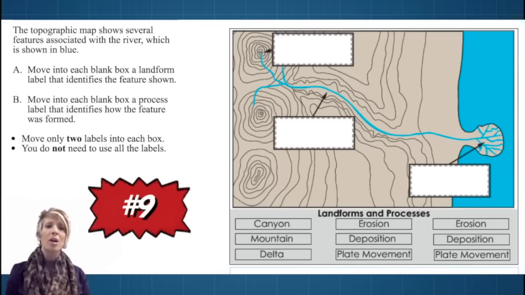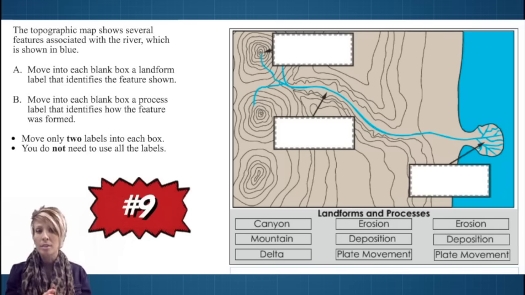Okay, next question, talking about topographic maps. Now remember, topographic maps measure the elevation of a land, how high it is above sea level. The topographic map shows several features associated with the river, which is shown in blue. Part A, move into each blank box a landform label that identifies the feature shown. So take a look at the first box. Looks like it's kind of pointing to a bunch of circles together. Okay, so it would appear it's getting higher and taller. Think about what that would be.